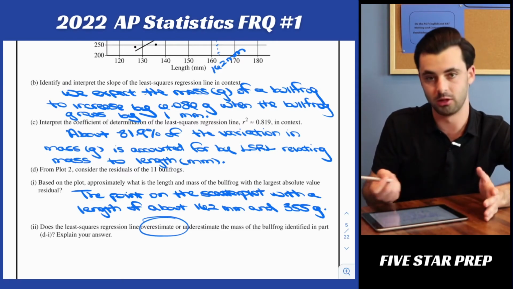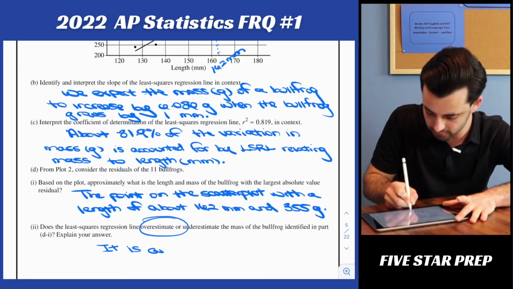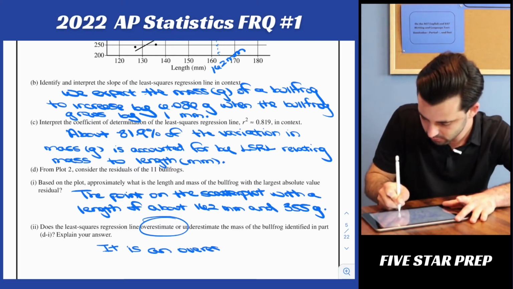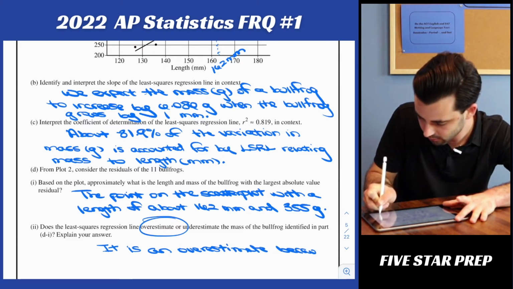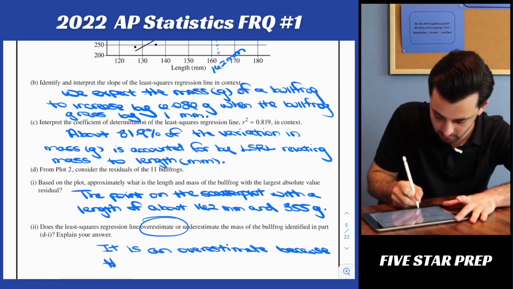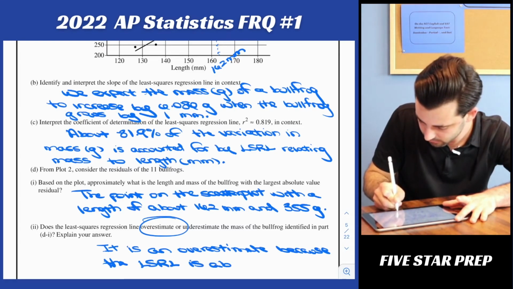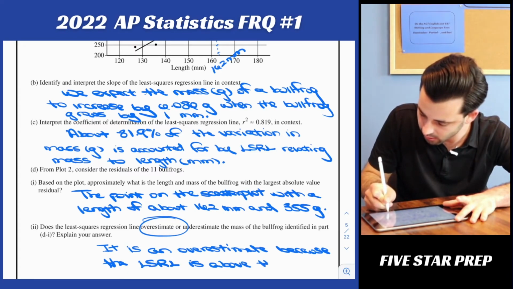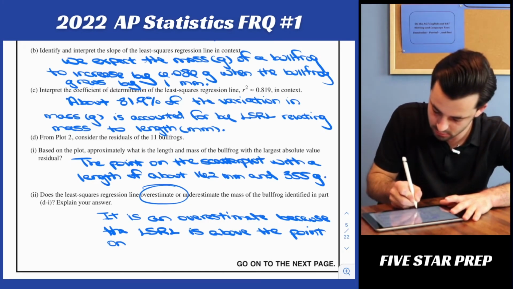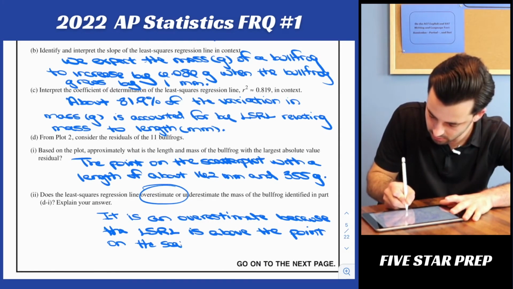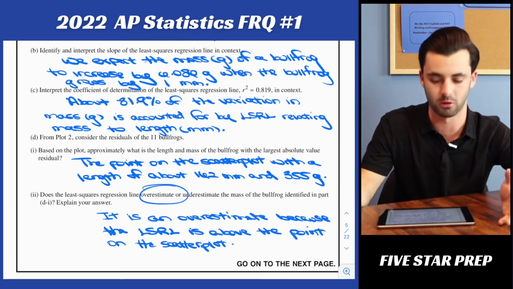And here, you probably could just say, it is an overestimate because the LSRL is above the point on the scatter plot. Now that would be like the basic answer. I don't know if you get full credit for that.